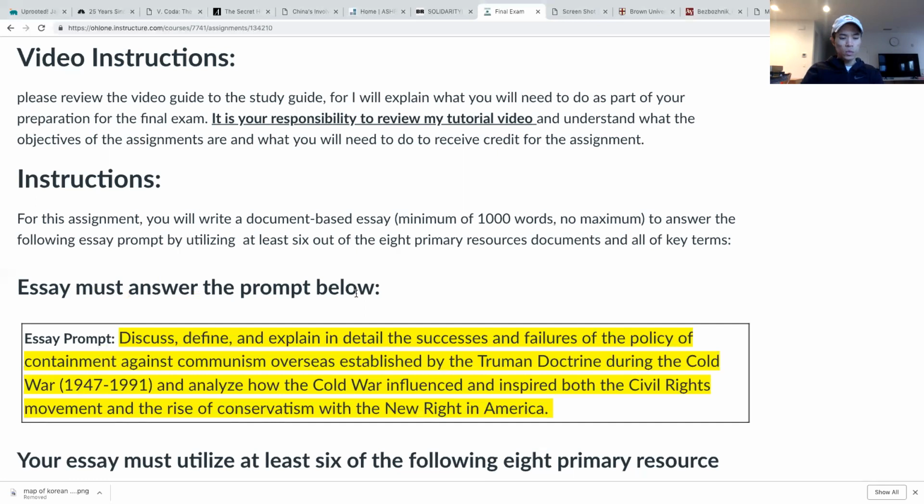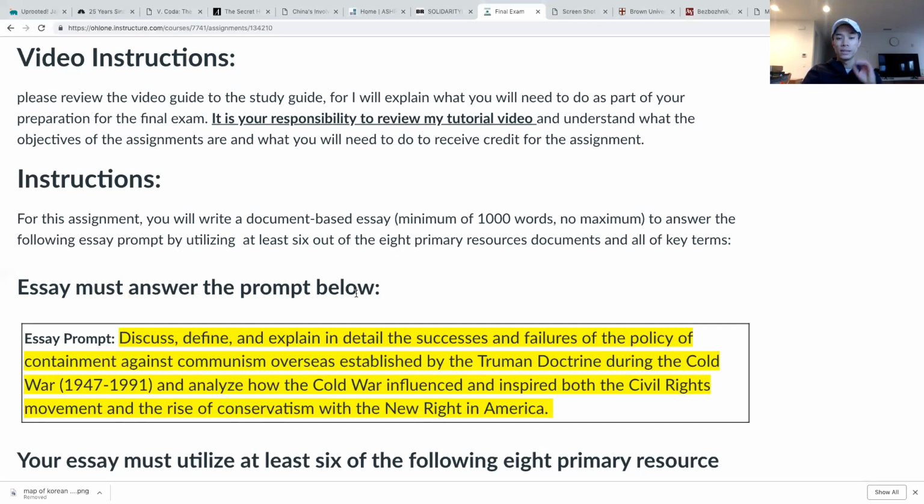So this is where I want to guide you through how I would approach this assignment. Ultimately, I would just go in that order, right? The first half of your essay will focus on the Truman Doctrine overseas, America's effort to contain communism in places like what? Europe, okay? Latin America, and Asia, okay? Those are the three main areas where the Truman Doctrine was established, okay?